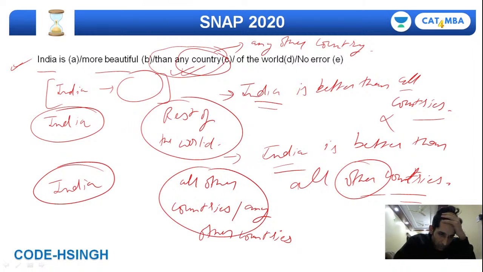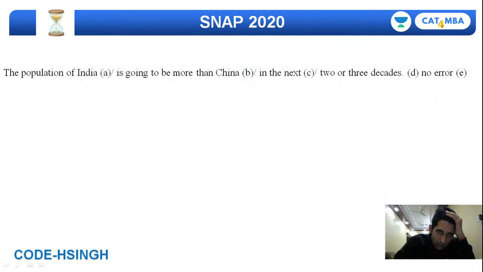Chalo, next question पे move करते हैं. Let's move on to the next question. Let's see who answers this one. Okay, so this is the next question. The population of India is going to be more than China in the next 2 or 3 decades. तो बताओ क्या आंसर होगा. What should be the answer to this question?